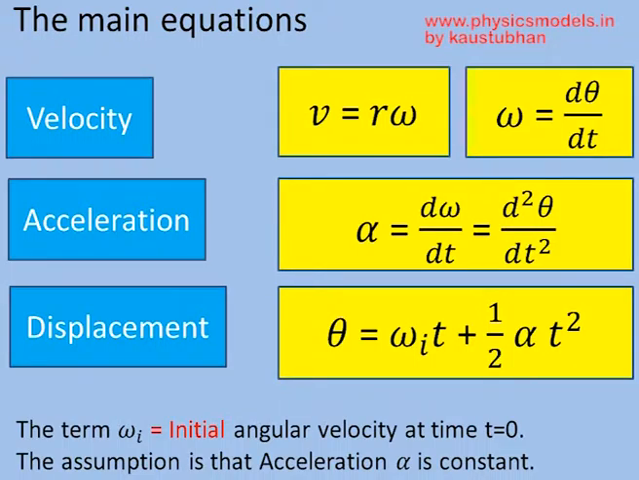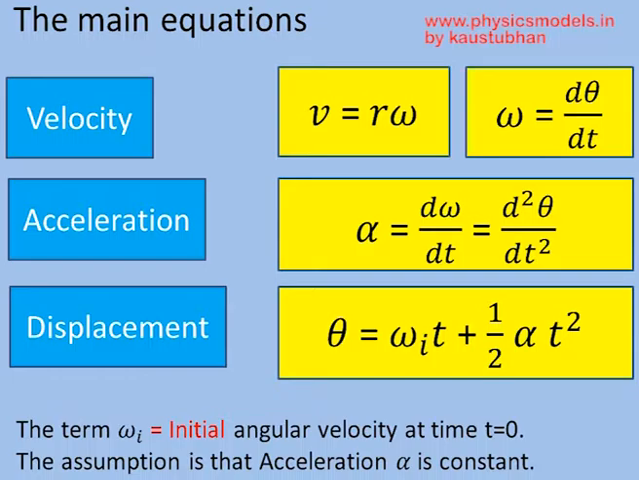The linear tangential velocity of a rotating disk or body is expressed as v, and that's equal to r into omega, where r is the radius of action. At the edge of the disk, you would take the full radius of the disk. In the center of the disk, you would take half the radius of the disk.